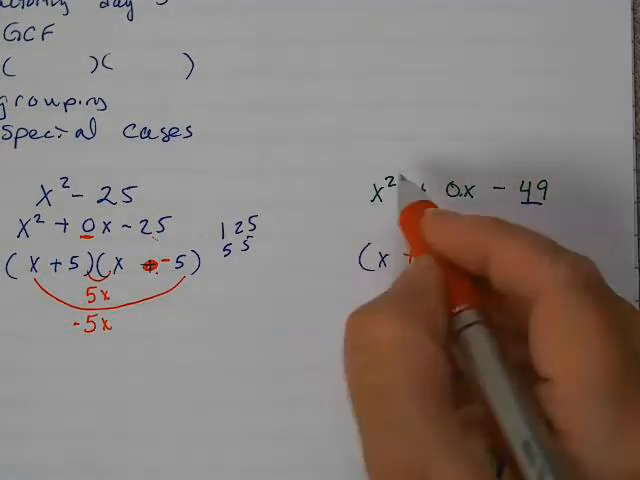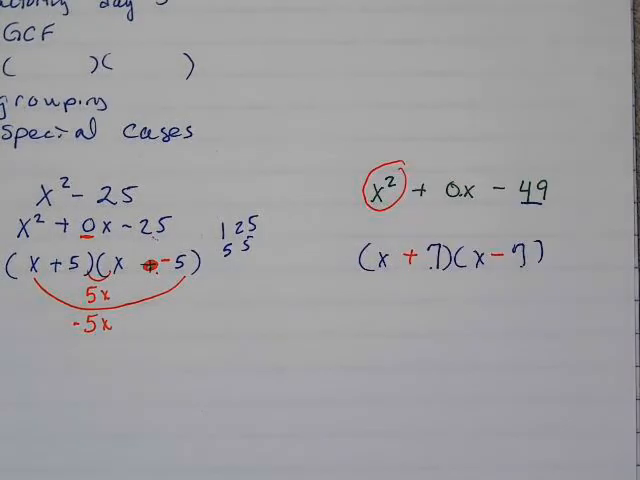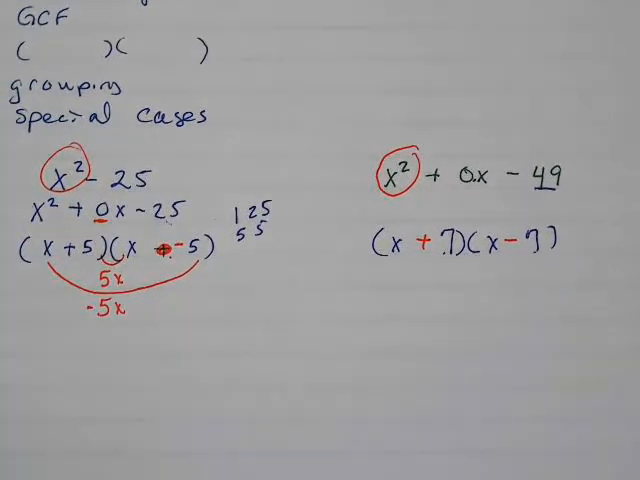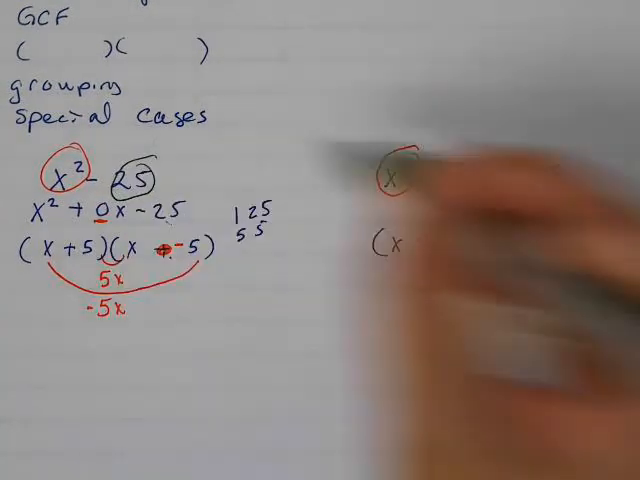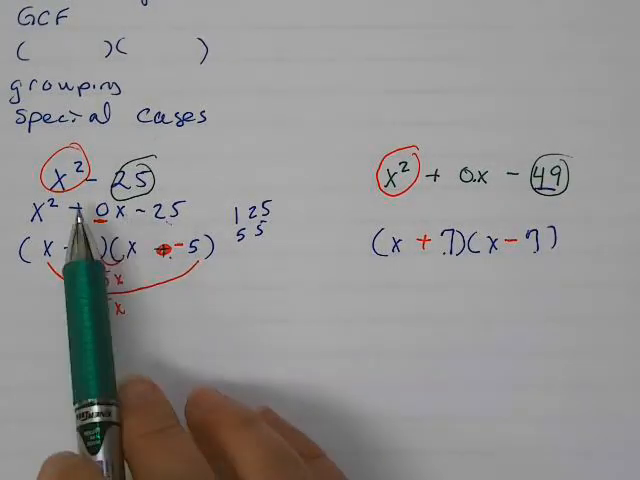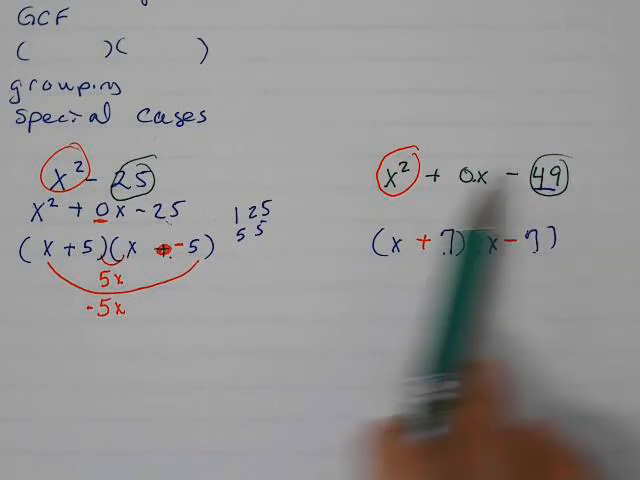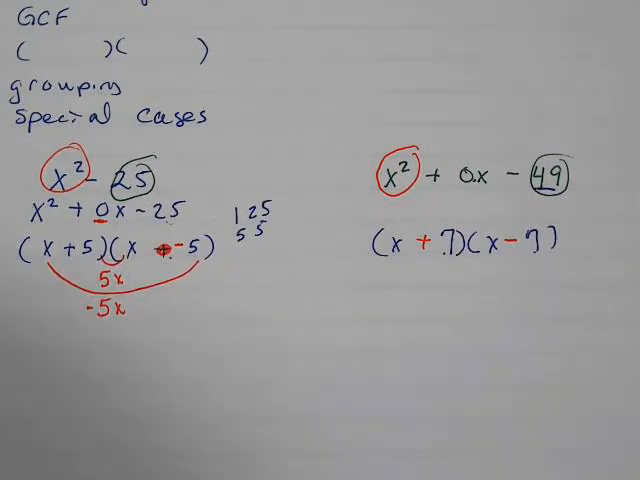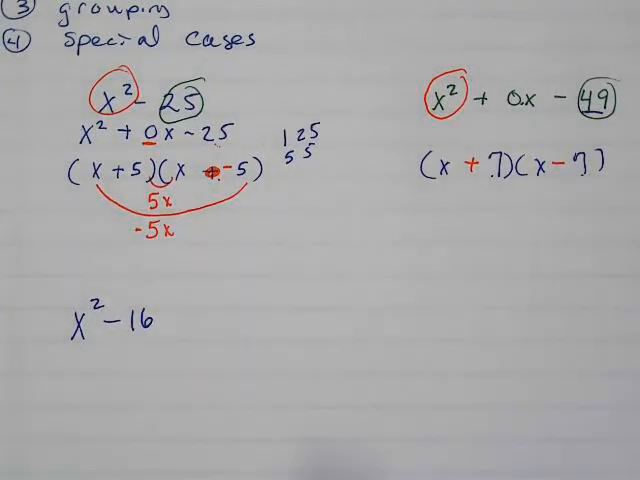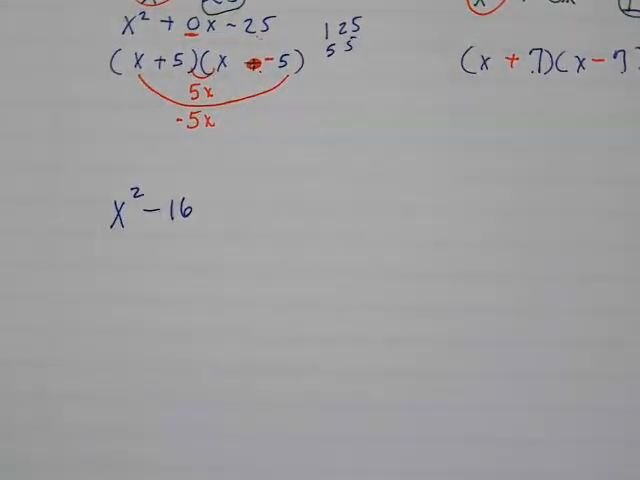If you notice, this term is always something squared. Happened on both problems. This last number is also something squared. And then each one of them had a minus in front of that number that's squared. So let's come up with one that's like that. Let's do x squared minus 16. Some of you may recognize that one from the pretest.